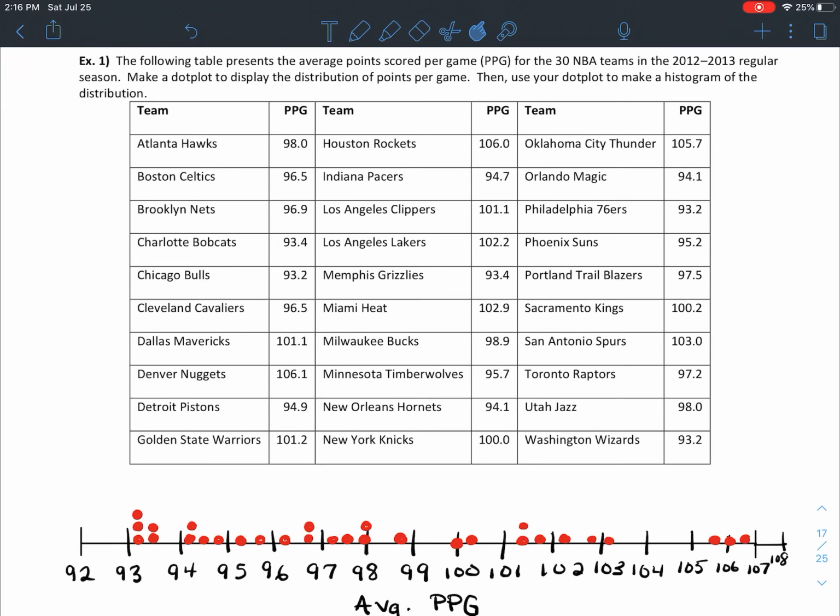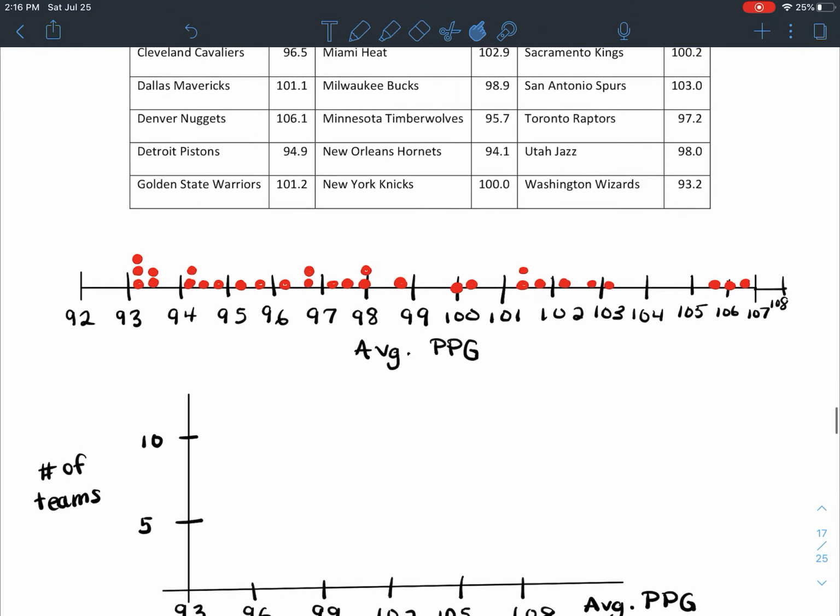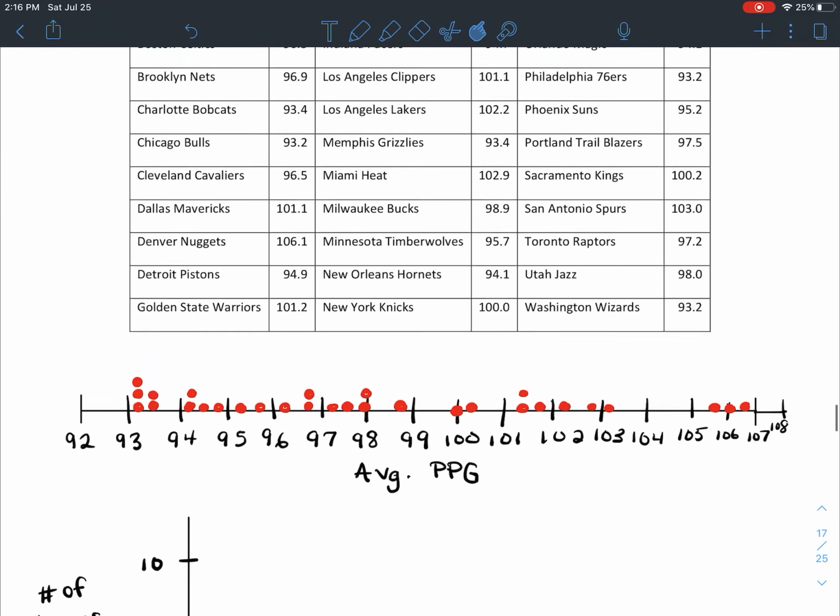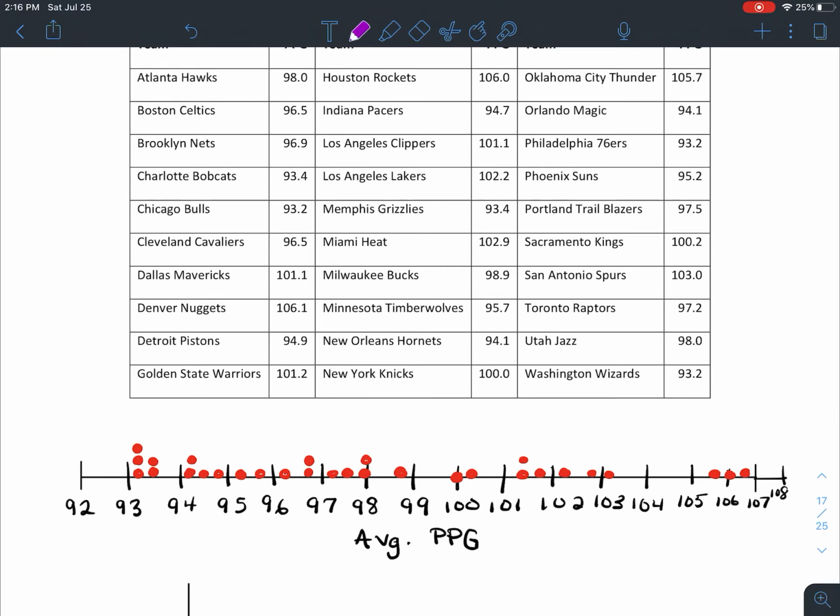So if we were going to try to create a histogram, there's not necessarily a solid right or wrong answer with how you determine the width of your bins or your classes. I'm going to go ahead and group these as such. Maybe the first bin is going to go from 93 to 96. Remember, that means I'm not actually including 96 if there was one there.